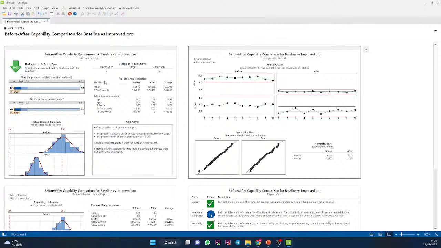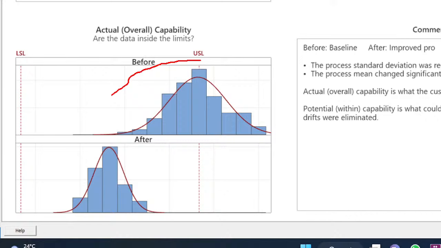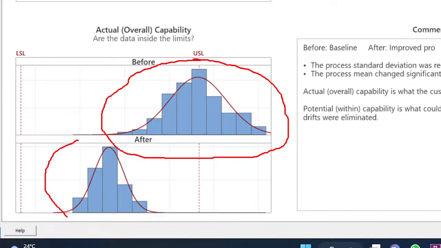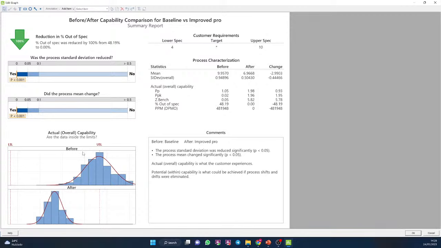After that, I like to check capability. See that before I had a process like this, completely outside the garage, and after I have a process like this operating within the garage. So here I have checked capability.